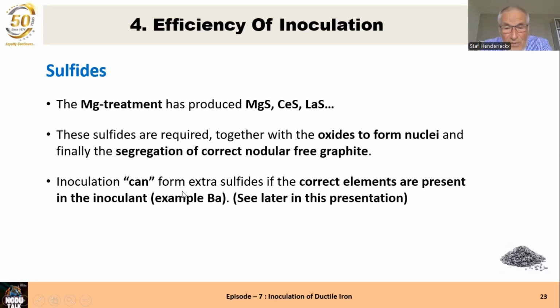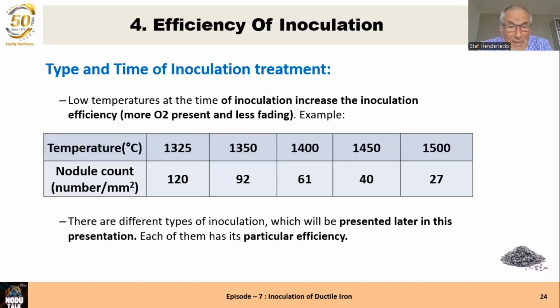Inoculation can also form extra sulfides if the correct elements are present in the inoculation. That's barium, for example. I will come to that later on. I can tell you now, some sulfides are stronger in the formation than others. So they can even, let's say, destroy certain ones and form their own sulfides. But we come to this later on. The time and the type of inoculation at low temperature. I know that foundry men are always afraid of the temperature. You know why?